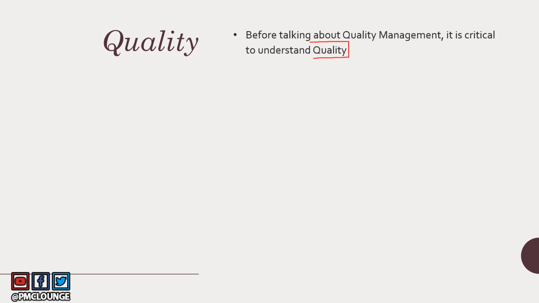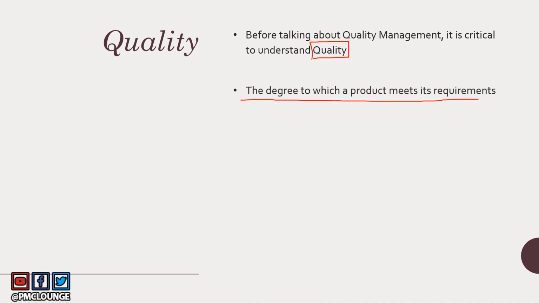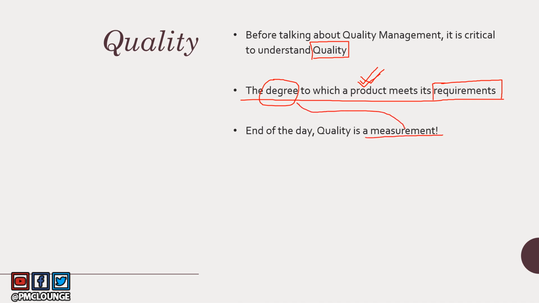So before we jump the gun and talk about quality management, let's first understand what this word quality means. Quality is the degree to which a product meets its requirements. A few things to understand here is when we say product, we mean the end result of a project. The degree to which this product, the end result of your project, is meeting the requirements of the customer, that is quality. Now, of course, this means that quality is just a measurement because you are measuring the degree here.